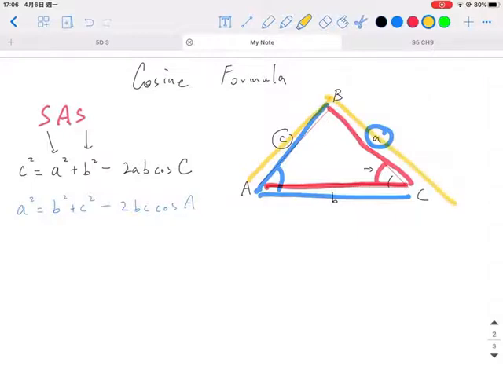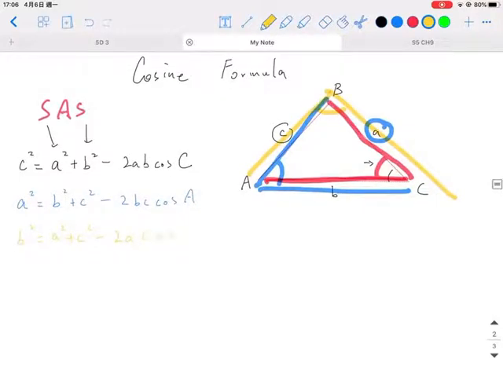Okay, so the angle is angle B, and this time the sides are A and C. And you can write it down like this: B squared is equal to A squared plus C squared minus 2AC, and then times cosine of angle B. Okay, this is the first usage of the cosine formula.